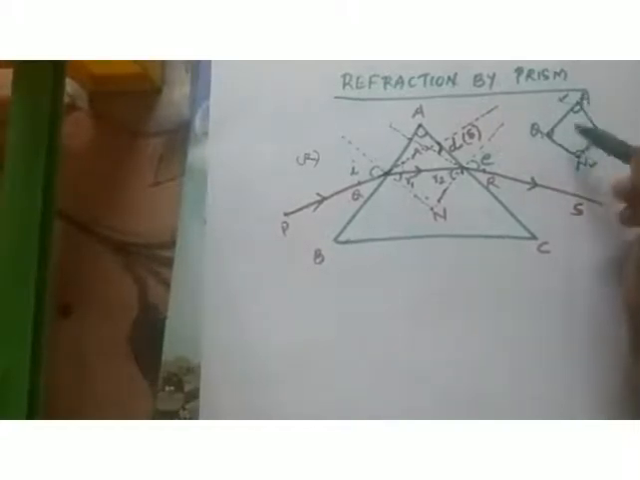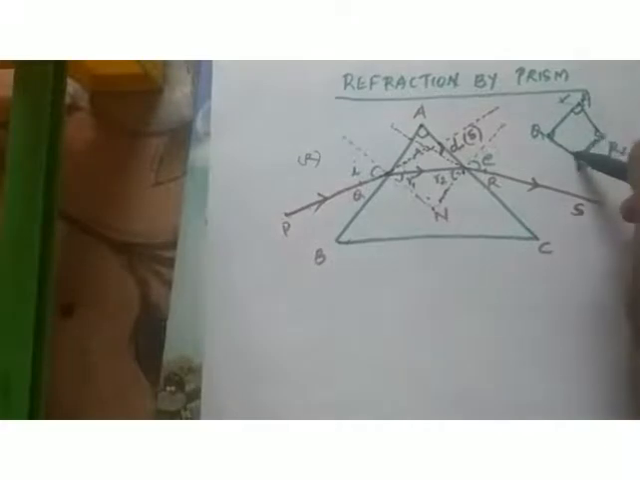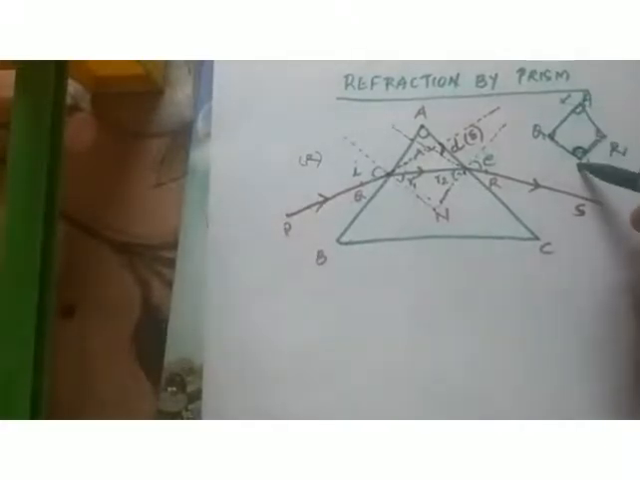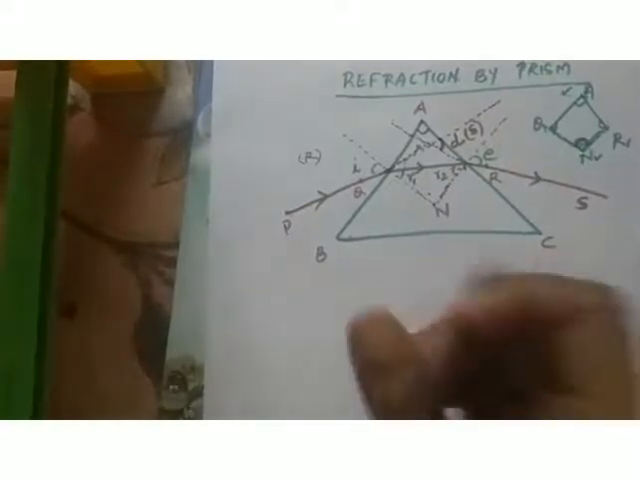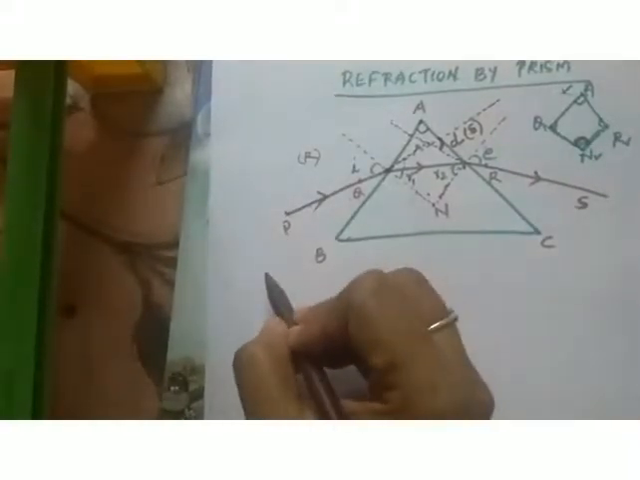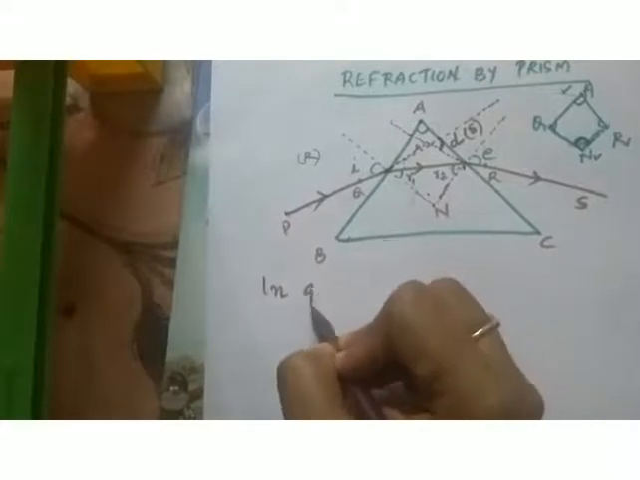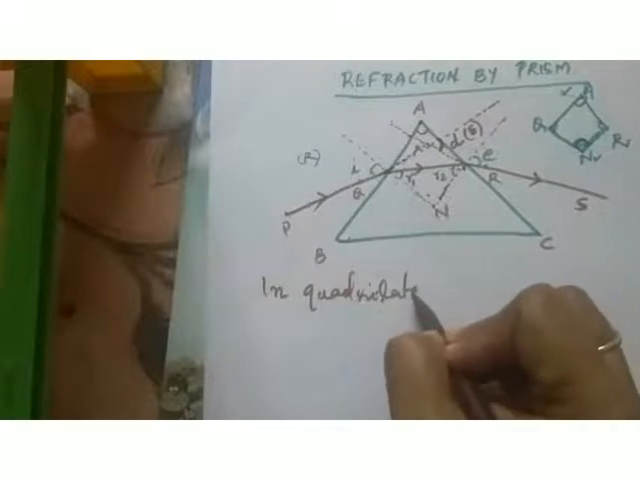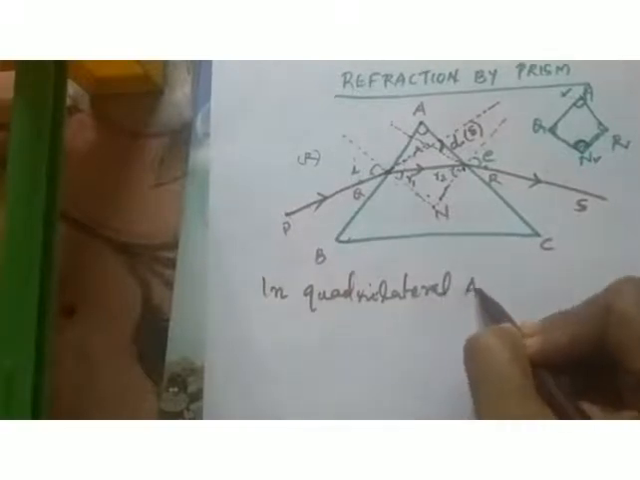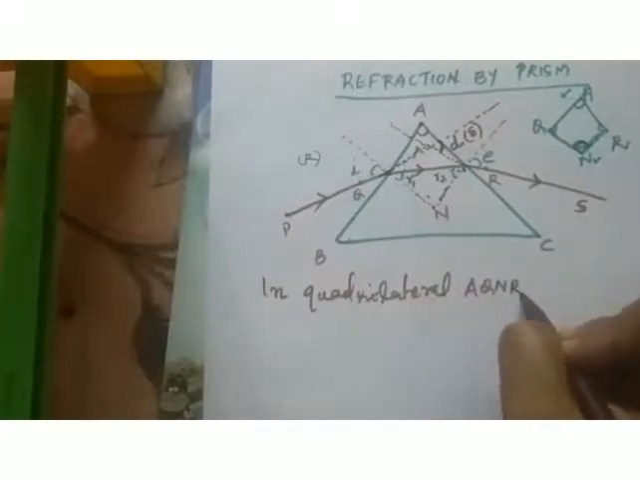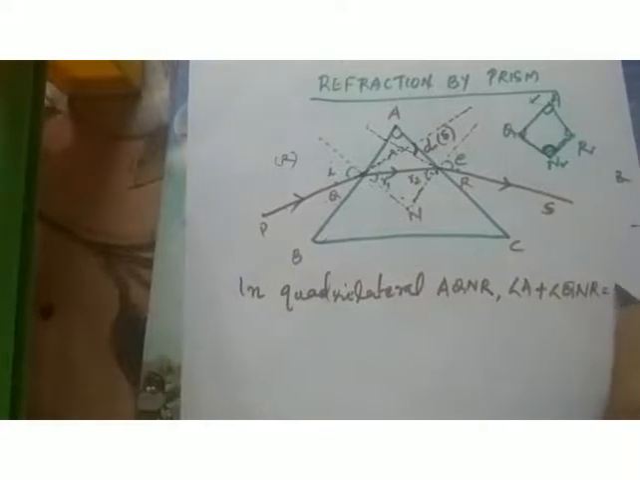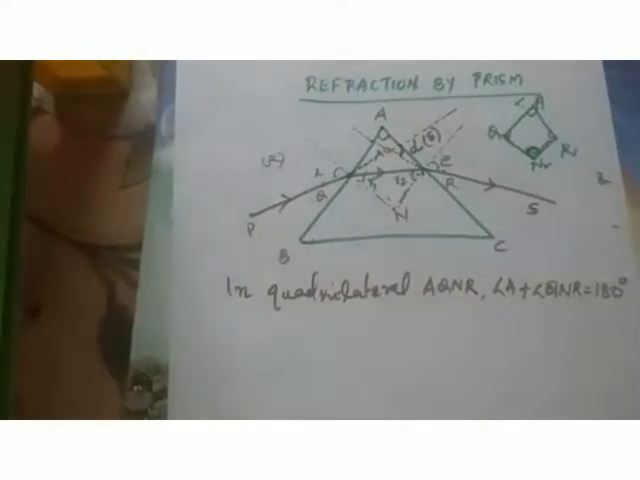Okay, angle A and another opposite angle is angle QNR. So angle A plus angle QNR is equal to 180 degrees. So in quadrilateral AQNR, angle A plus angle QNR is equal to 180 degrees.